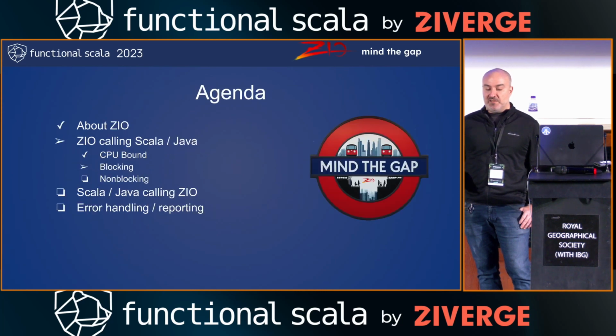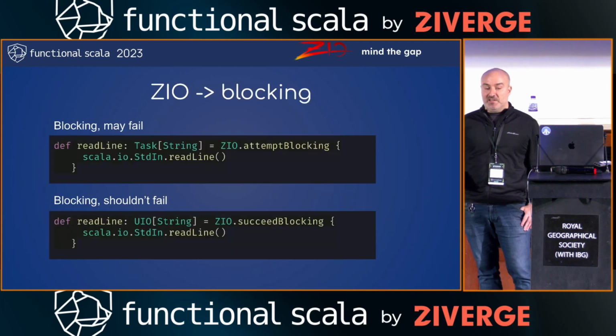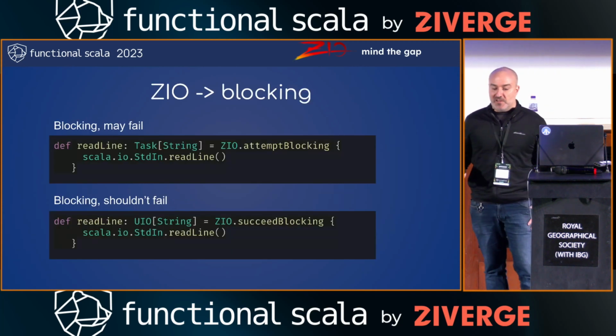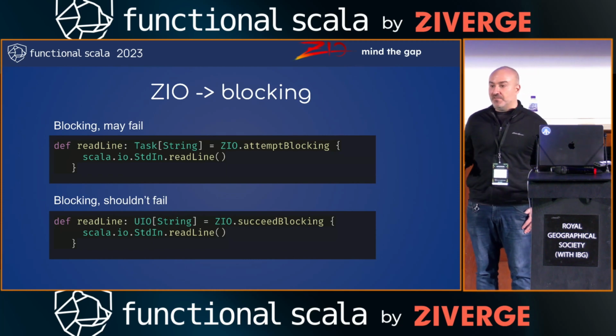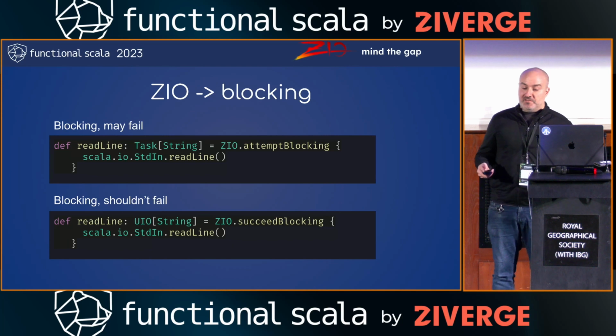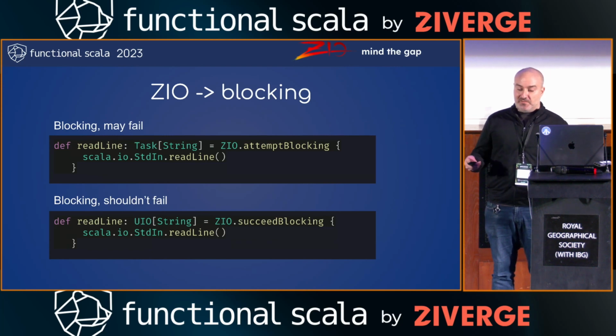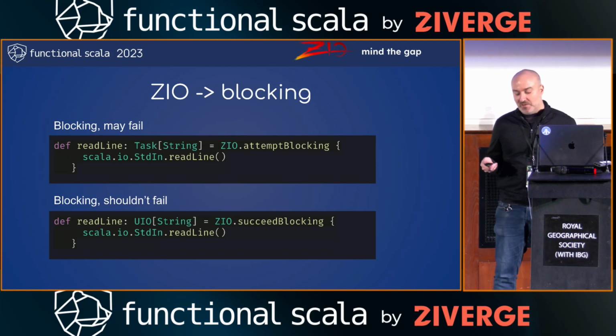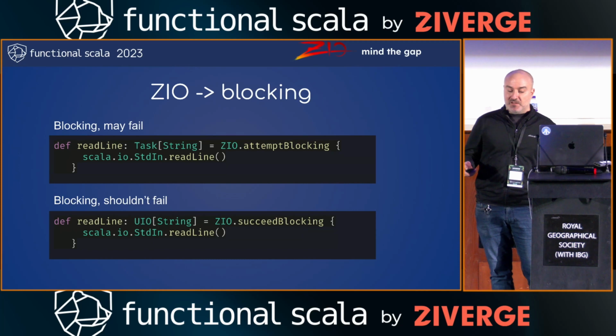So we saw about CPU bound, and now we'll see about blocking. We can call any kind of blocking thing, like read line from standard input, which is blocking, and we use attempt blocking for it. And we can also use something similar for when we know, or think we know, it's not going to fail. We can use succeed blocking.